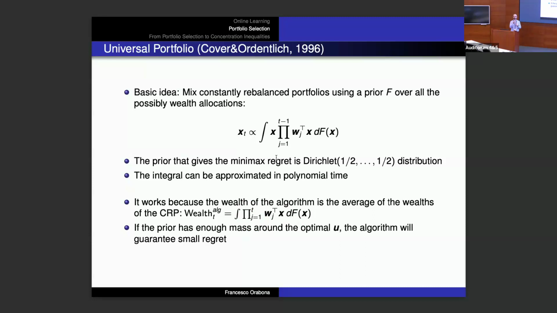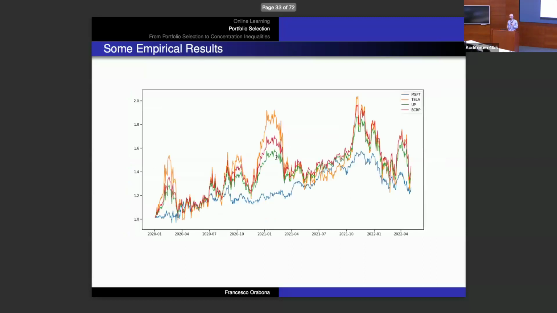And so why does this work? You basically want to compete with respect to the best constant rebalanced portfolio. So there is an optimal allocation of money somewhere that you don't know, and you will know only at the end of the game. If your prior puts enough probability mass around that point, then you're fine, because the log of this average will be close to the log of the max of this expression. This is what he proved. Okay, so these are all known results.